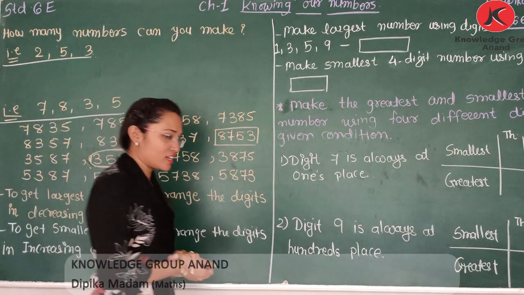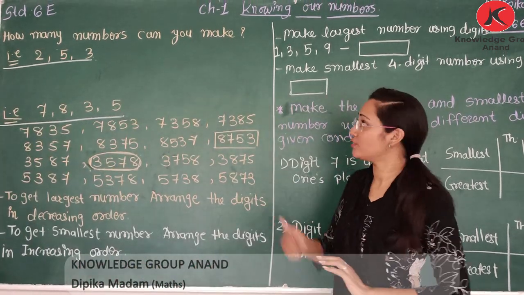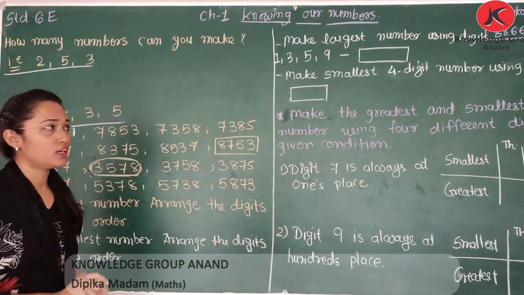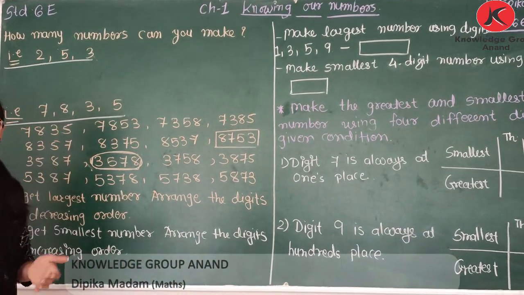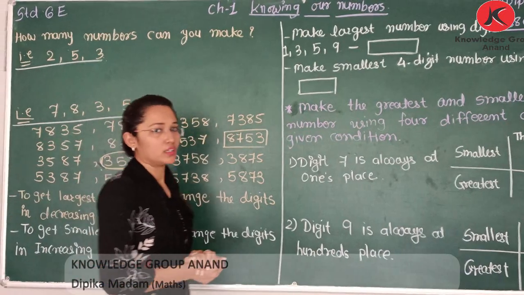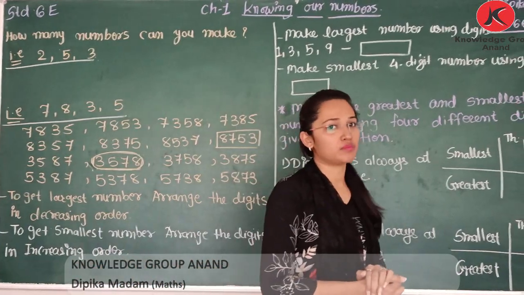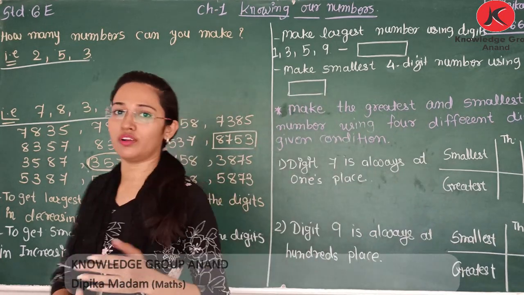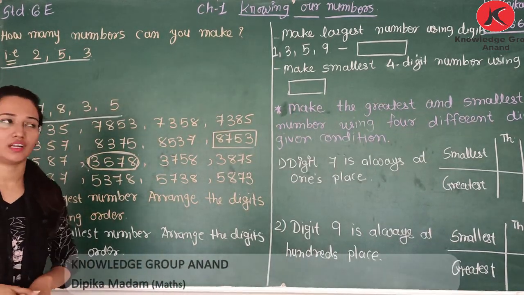Welcome back. Yesterday we started our chapter Knowing Our Numbers in 6th standard. In that we learned how to compare numbers and how to arrange numbers in ascending order and descending order. We have already learned this in 5th standard.